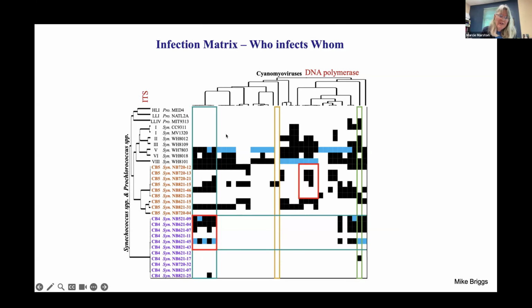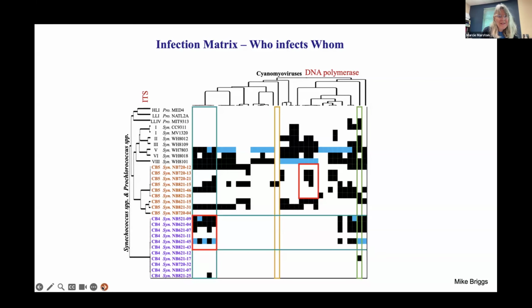What we're interested in are these cases where we have viruses that have identical DNA polymerase gene sequences and cells that have identical ITS sequences and yet have different infection, right? And so this is similar to what we have seen in chemostats. And so we're really interested in looking at these cases where we have very closely related viruses and that infect very closely related cells, and yet we see some are resistant and some are susceptible.